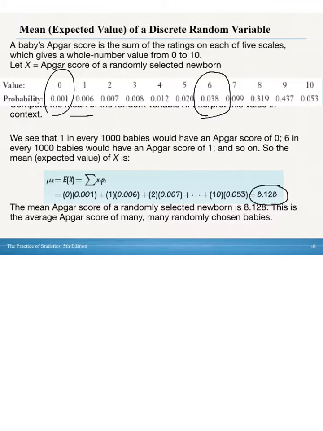And in this case, when we're interpreting the mean, we want to talk about the fact that we don't round it. We use this number 8.128, and that means that the average score out of many, many randomly chosen babies would be 8.128.